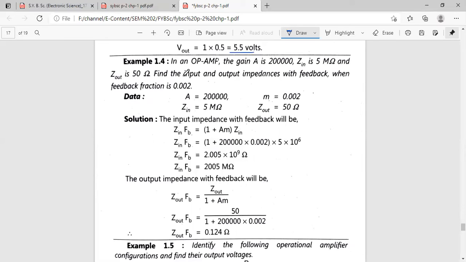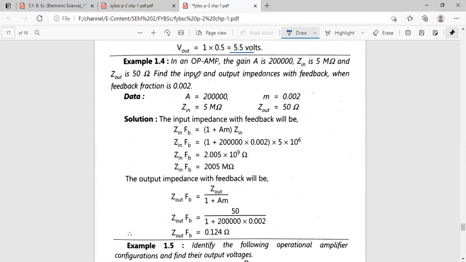Now first thing is that we have to write the given things. One is given as gain is 2 lakh. After that feedback fraction is about 0.002. After that input impedance is about 5 mega ohm and output impedance is about 50 ohm. Okay, now there is a formula to calculate your input and output impedance.